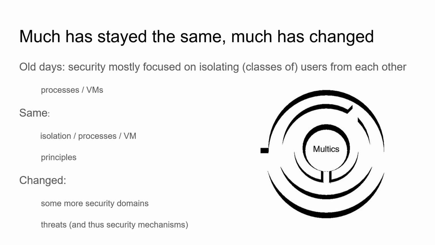What has changed is that, first of all, we have a few more security domains than we had in the past, as we shall see. Moreover, we've seen a tremendous advance in the threats. The types of attacks and the ways of attacking, the mechanisms and the attack vectors, have evolved tremendously. And because of this, operating systems and virtual machines have had to incorporate more and more advanced defenses also.